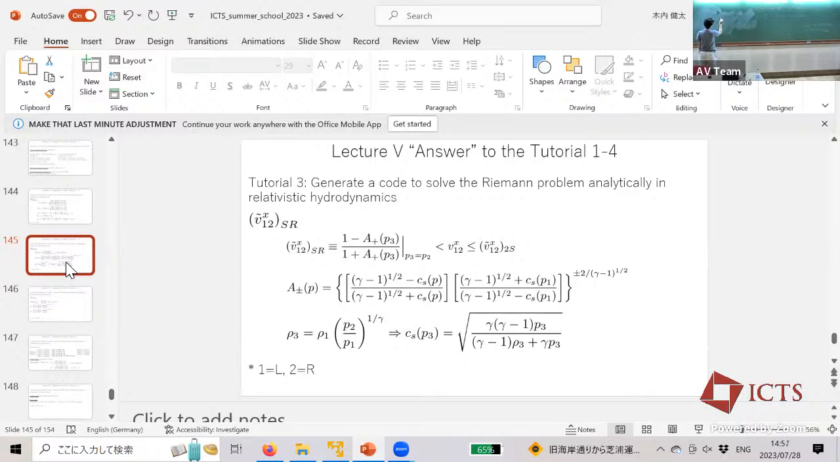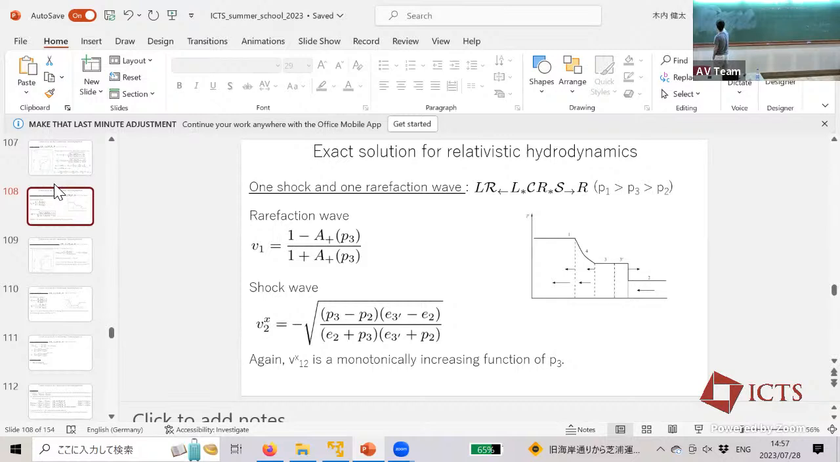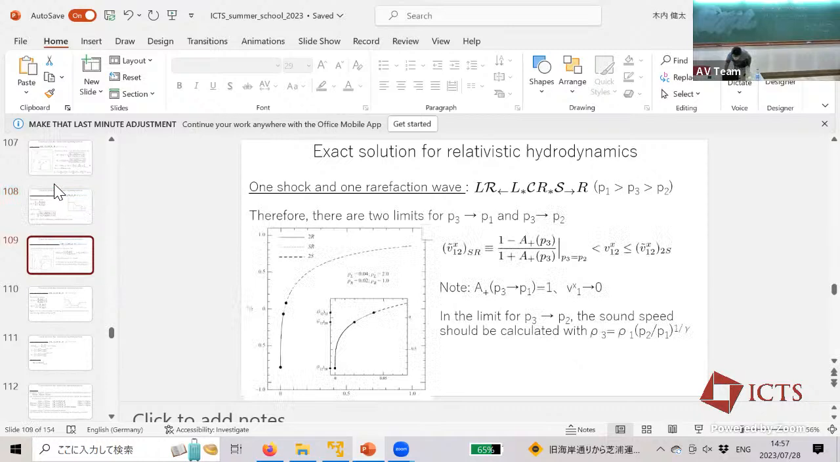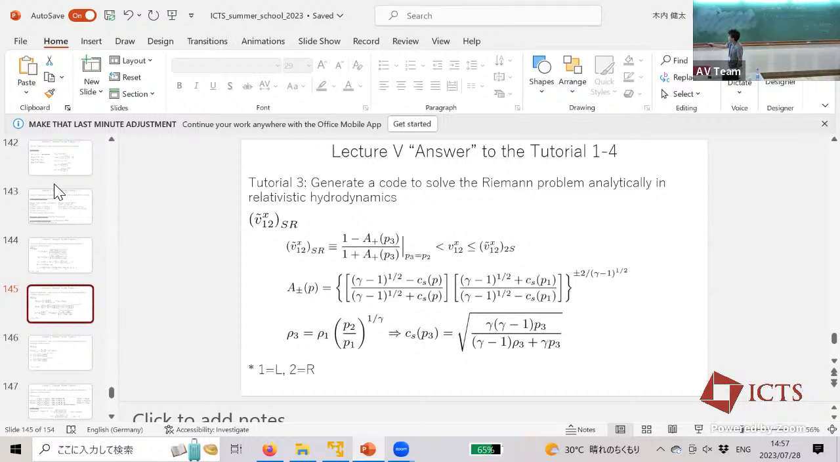Here is a shock, and here is state 1, and here are the states 3 and 3 prime. Because this is now a limiting case, in this limit you take P3 as P2, which means that this pressure is connected directly to P1. So you have just one rarefaction wave in this limiting case.